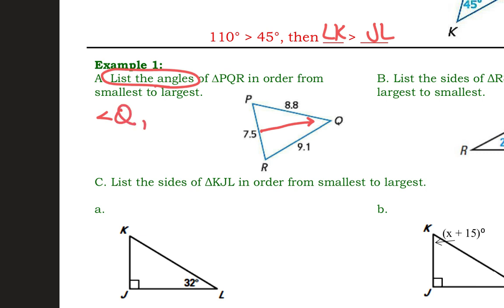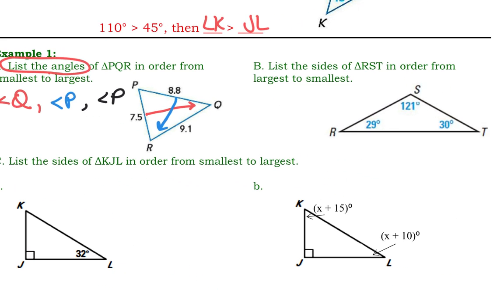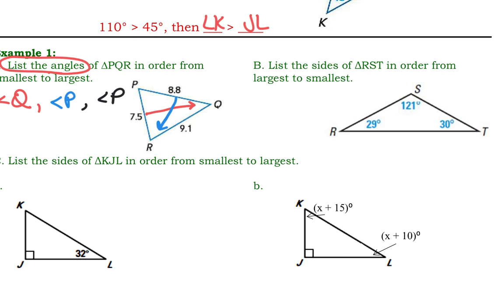Then what would be the next side in order from smallest to largest? The 8.8, so it would be angle R. So then the largest angle would be angle P. All right. The next one is just asking you to go backward. So here we're going from largest to smallest.